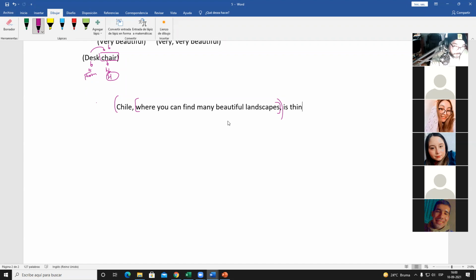Which means in technical terms, coordination is paratactic, which means at the same level. And subordination is hypotactic, which means at different levels. That's it.